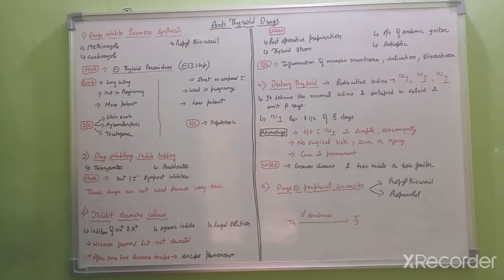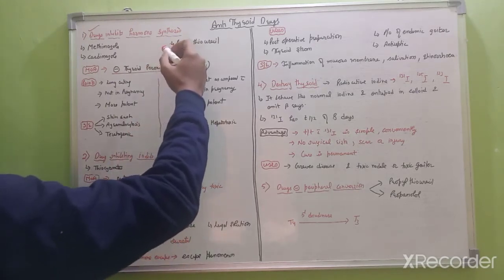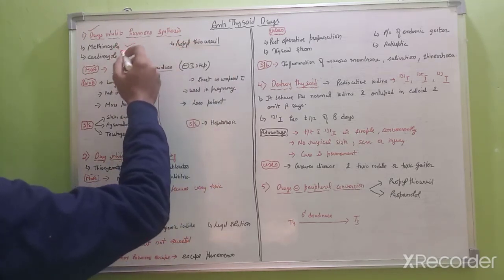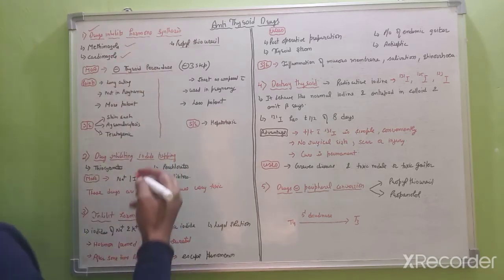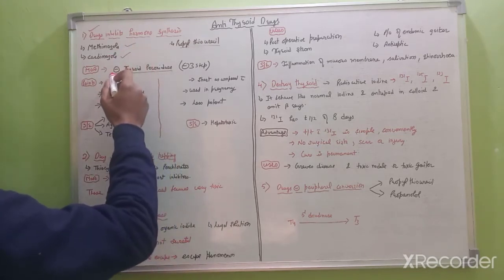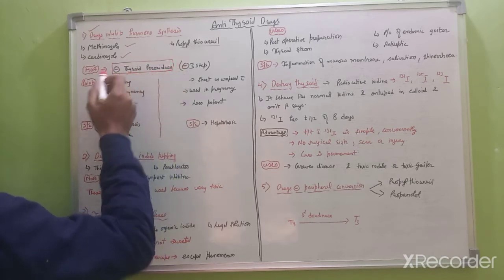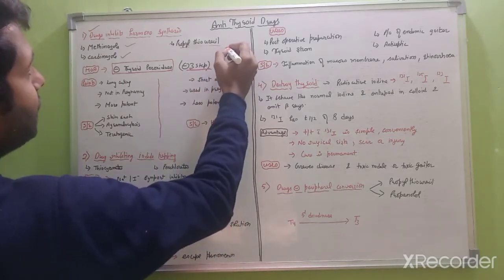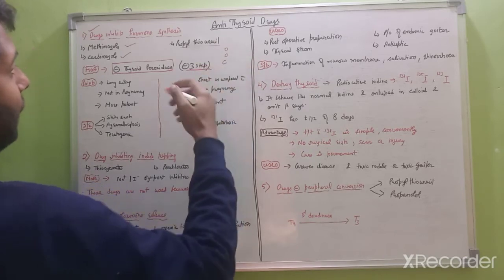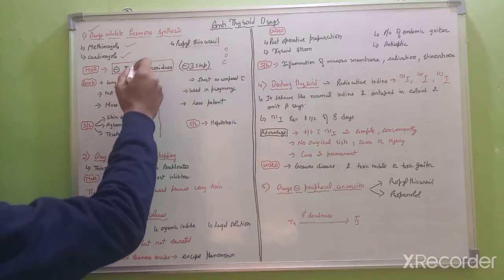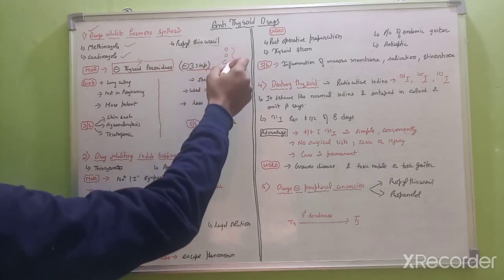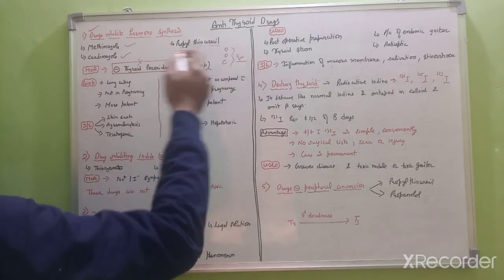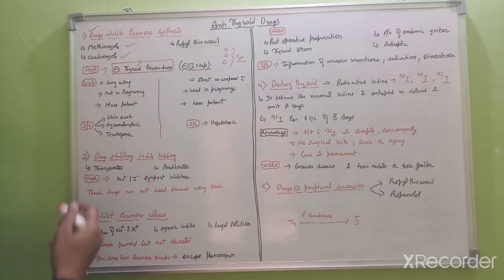So the first category is drugs that inhibit hormone synthesis. In this category the drugs are propylthiouracil, methimazole, carbimazole. The mechanism of action of these drugs is that they inhibit the thyroid peroxidase enzyme. So all three steps, that is oxidation, organification, and coupling, will not occur, because this enzyme is inhibited. So all three reactions will stop, and the hormone will not be synthesized.